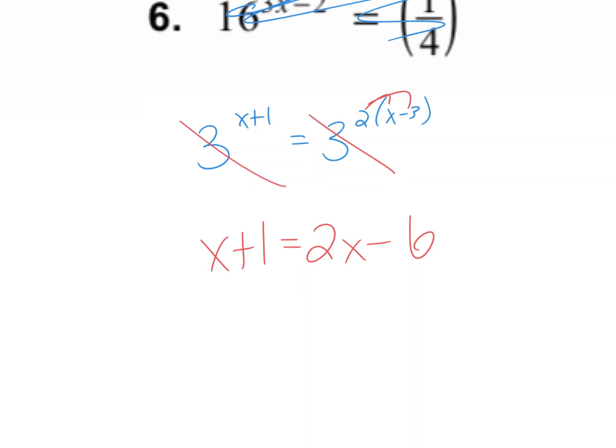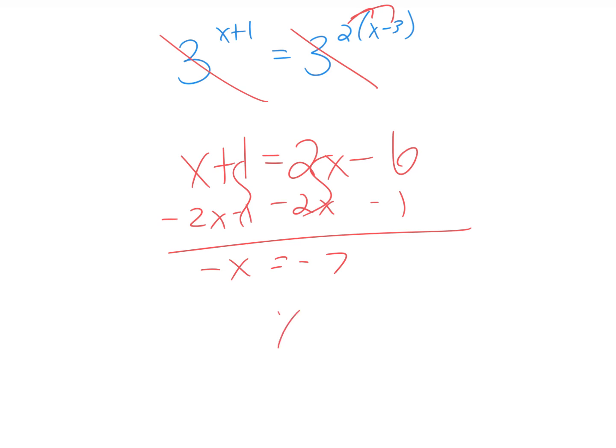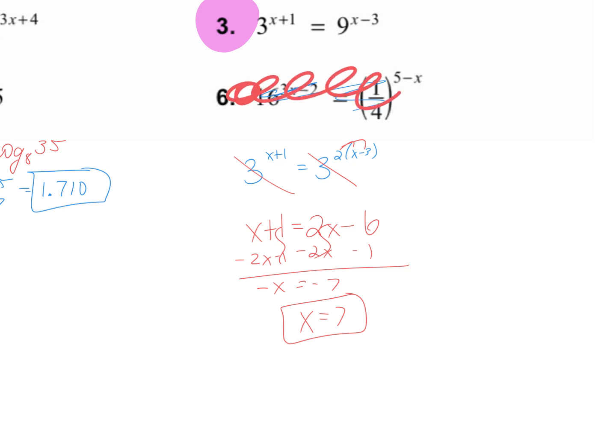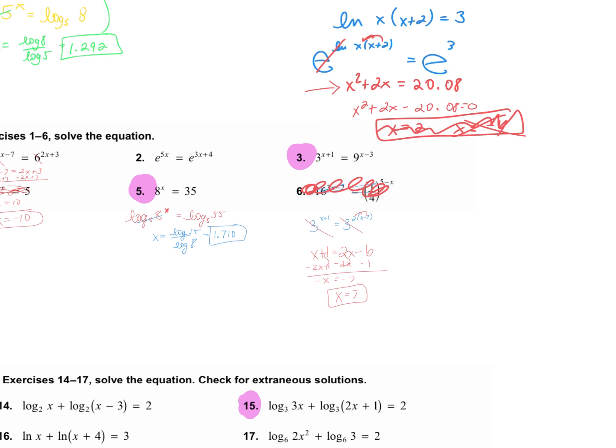You guys agree? All right, so move letters to one side, numbers to the other. Negative x equals negative 7. So what's x equal? x equals 7. And again, the beauty behind solving for x is that you can plug it in and check your answer. Really, really important that you guys do that. All right, how we feel? We okay?